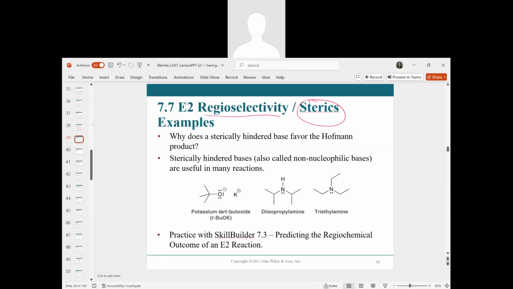So we will continue with this discussion here on regioselectivity and sterics with some more common bases that are bulky down here. So we have these non-nucleophilic bases. They're not really able to function as a nucleophile because of these sterically hindering groups around the lone pairs that function as a base. So we have our potassium tert-butoxide. Sometimes that's written this way. Then we have diisopropylamine in the middle. You can see that's bulky. And then we have our triethylamine, which has that nitrogen surrounded by 3 ethyl groups.